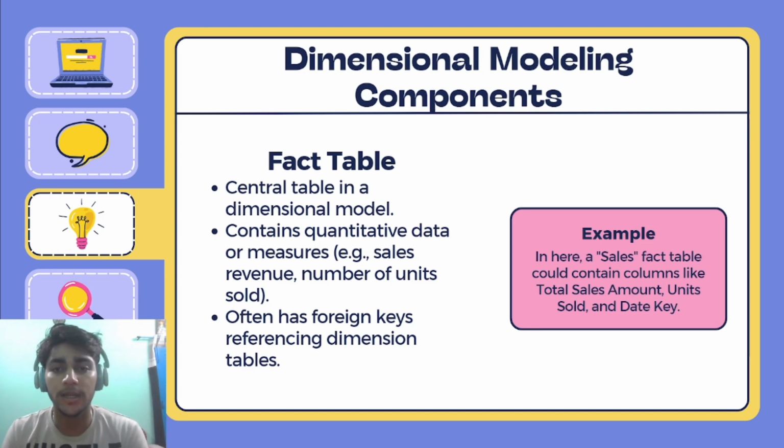The first component is a fact table. It is a table situated in the center of a star schema. It mainly contains quantitative data or measures, for example, sales revenue, number of units sold, and all those things. Its data is often taken as foreign keys, referencing the dimension tables.